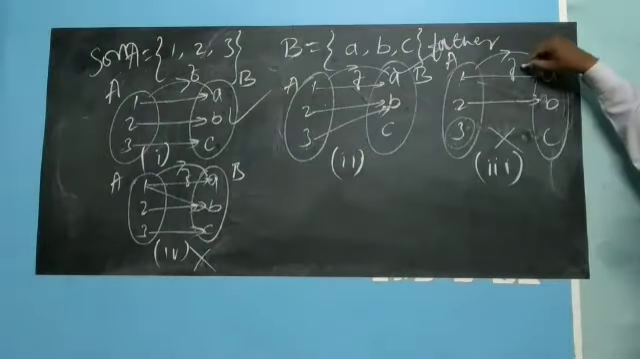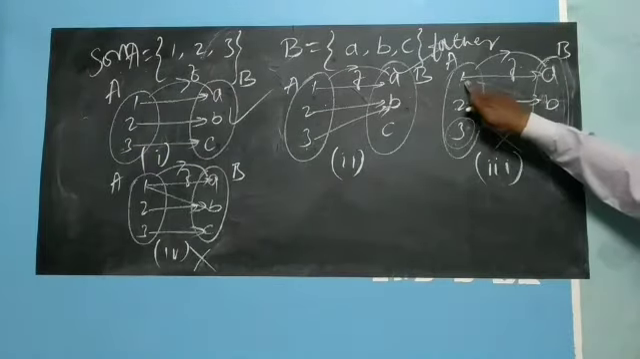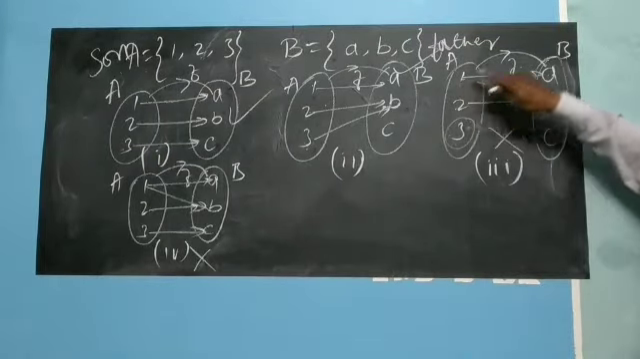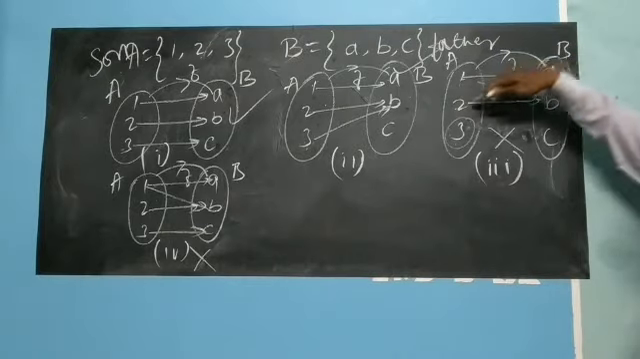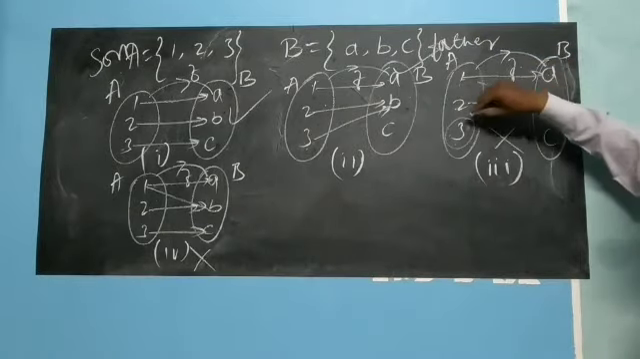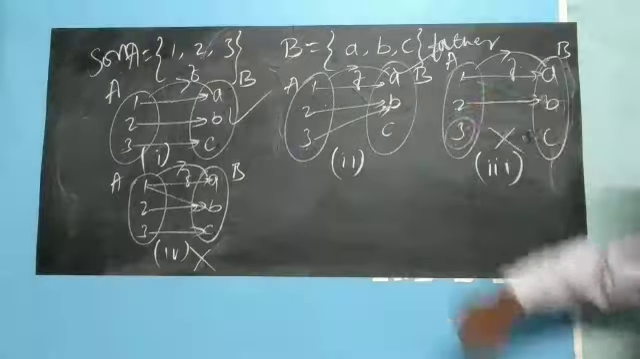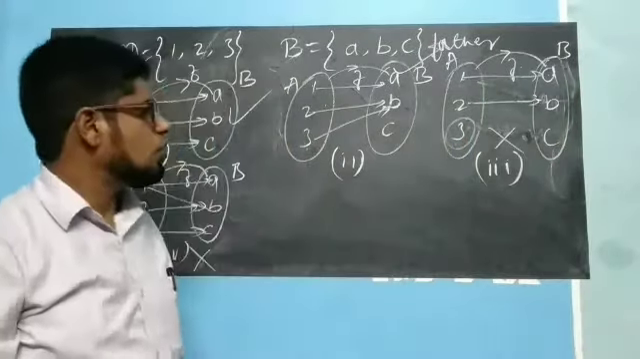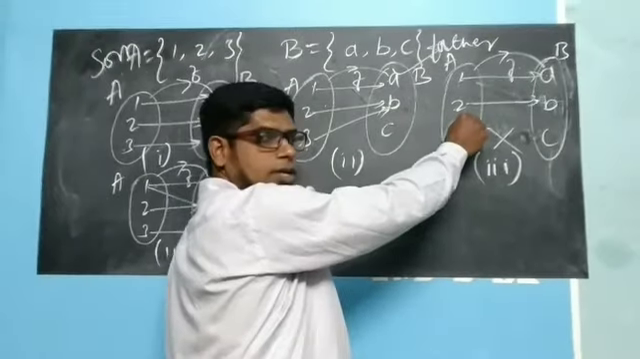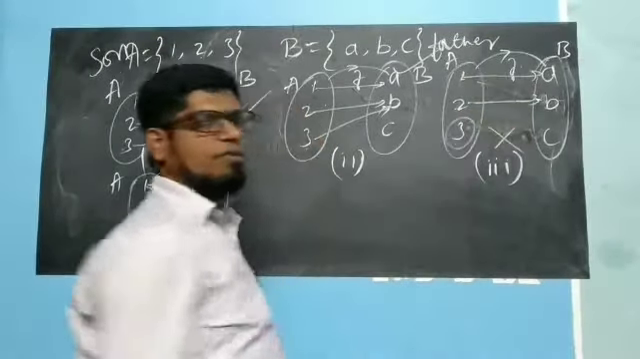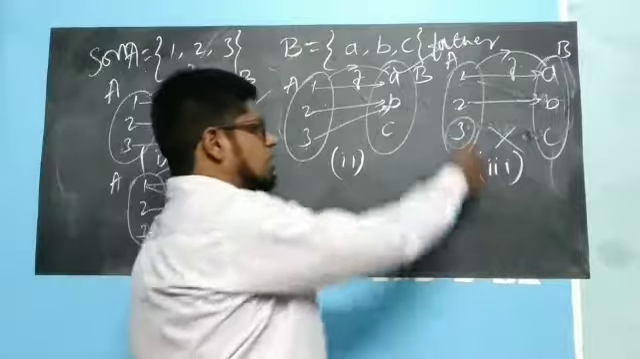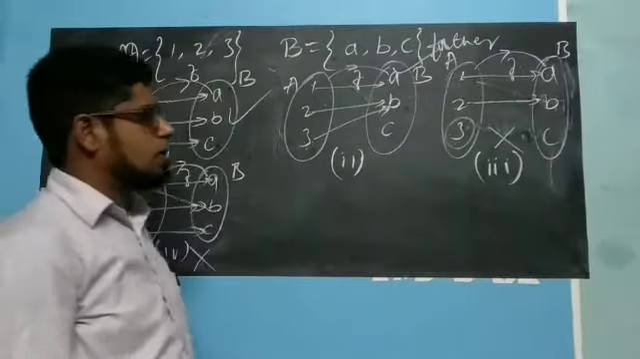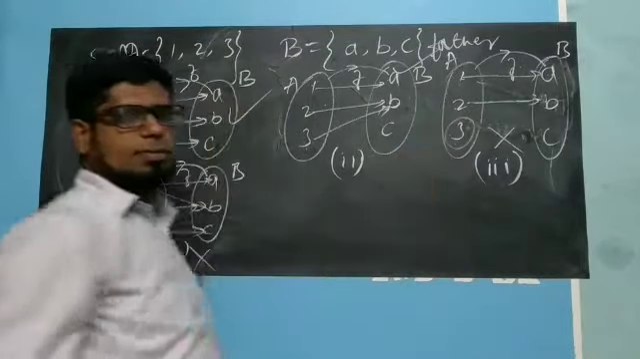The next, here in the third example, this 1 has a father, 2 has a father. This 3, there is no father for 3. There is no father for 3. So this is not a function, isn't it? It's not possible. Without a father, there won't be any son.